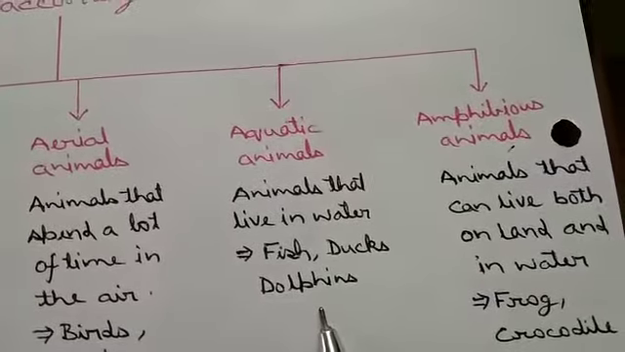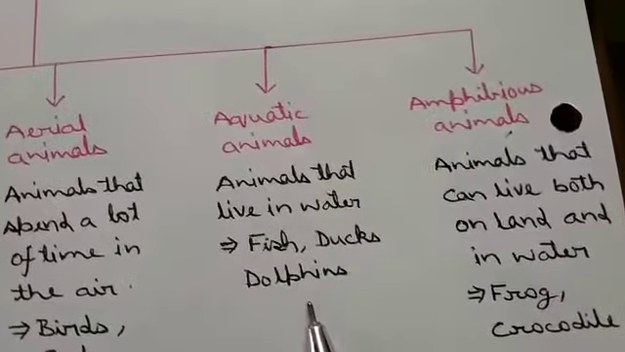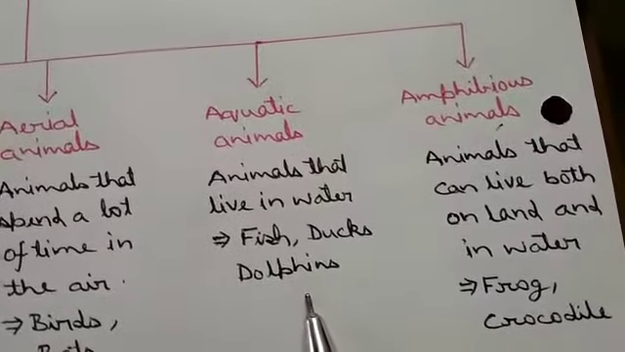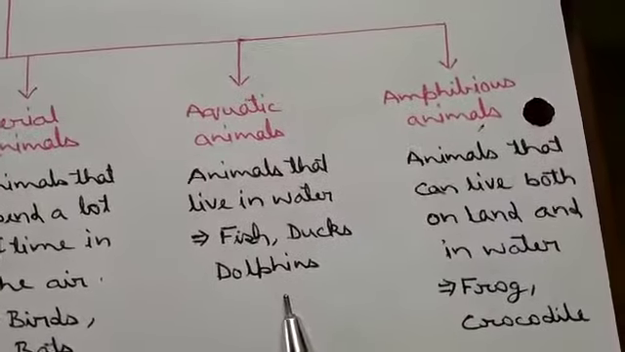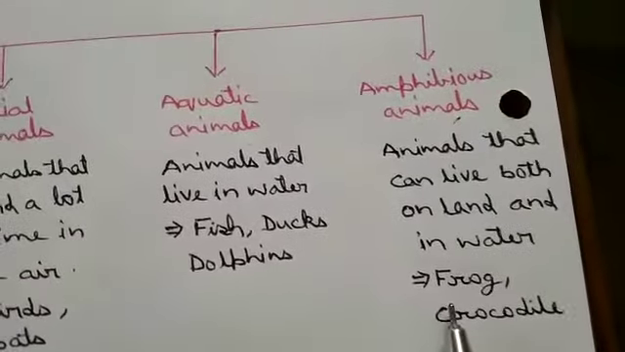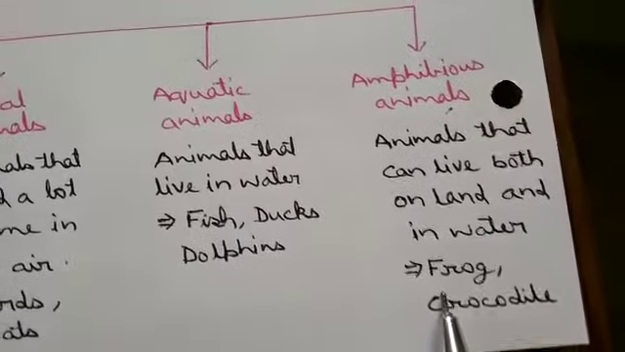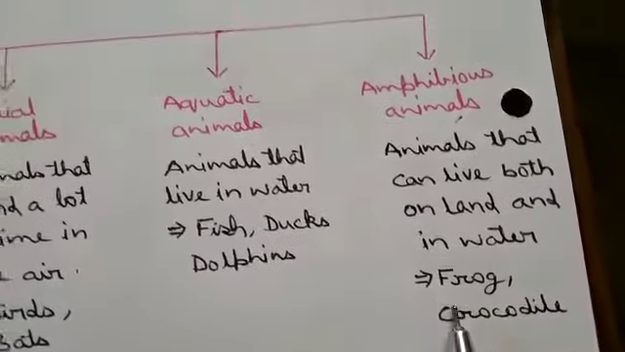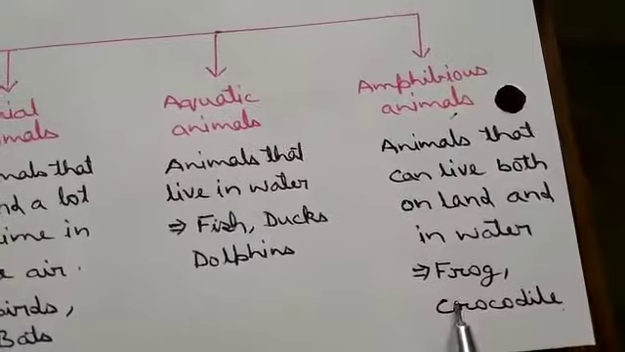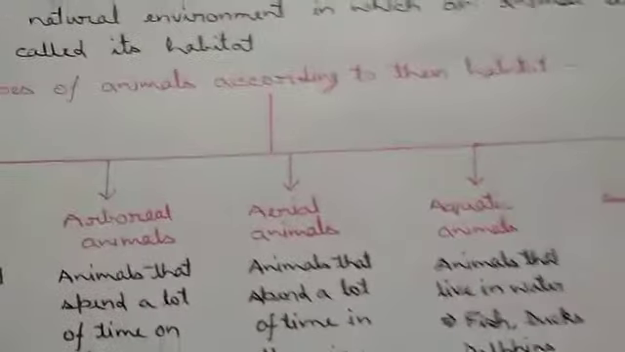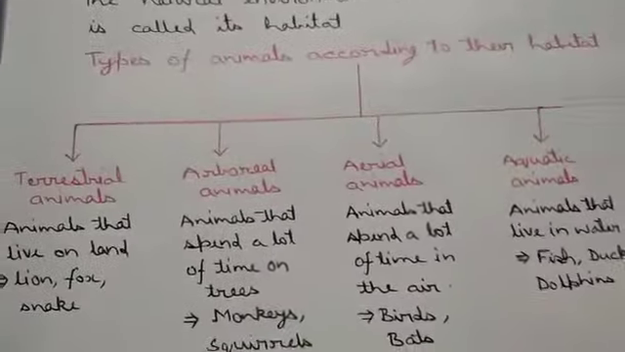Next one is aquatic animals. Animals that live in water are called aquatic animals. Example, fish, duck, dolphin, etc. And last one is amphibious animals. Animals that can live both on land and in water are called amphibious animals. Example, frog and crocodile. Now you know there are 5 types of animals according to their habitat.